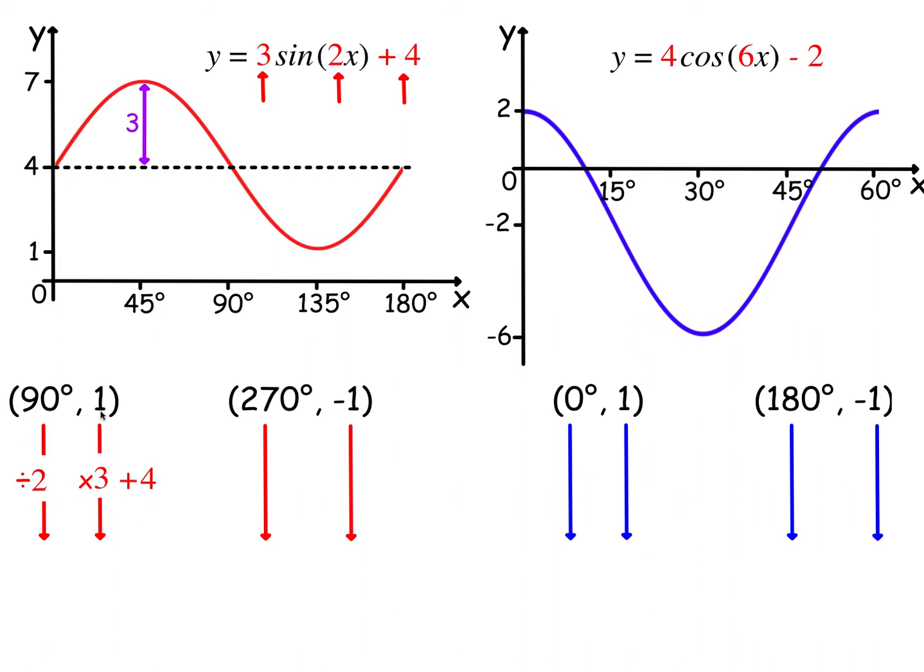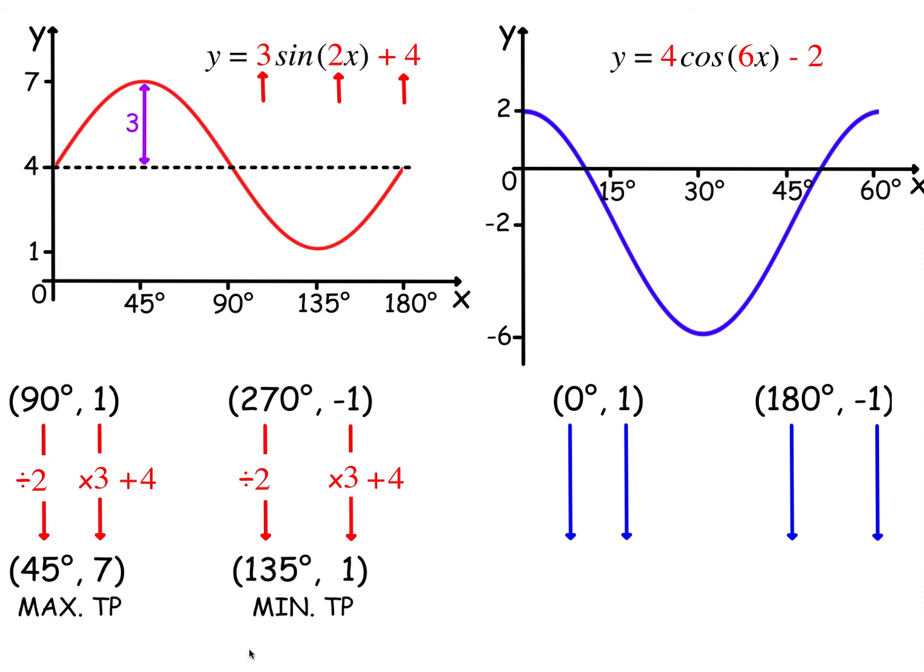So you take the y coordinate, you multiply by 3 and add 4. Halve the x coordinate, multiply the y coordinate by 3, add 4, you get 7. The maximum value is 7, and it happens at 45 degrees. And then simply do the same with the other point. Multiply the y coordinate by 3 and add 4, and halve the x coordinate. That's therefore the maximum and minimum turning points. We can forget about the graph. You just need to know these 2 points, 90, 1 and 270, negative 1, for sine, and halve the x coordinates, and multiply the y coordinates by 3 and add 4.